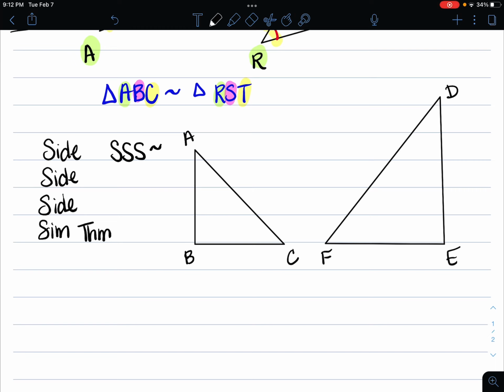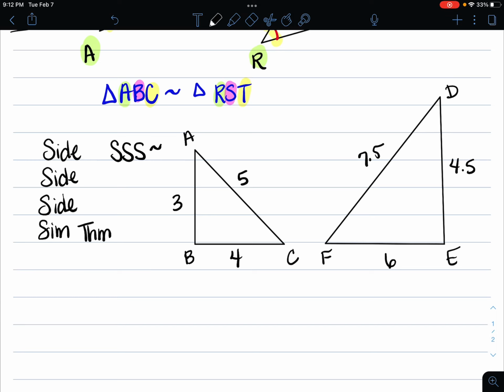So this time I'm not going to be told that any of the angles are congruent. I'm going to be given side measurements. So this one is 3, 5, and 4. And this other triangle is 7.5, 4.5, and 6, I believe. Yes, 6.